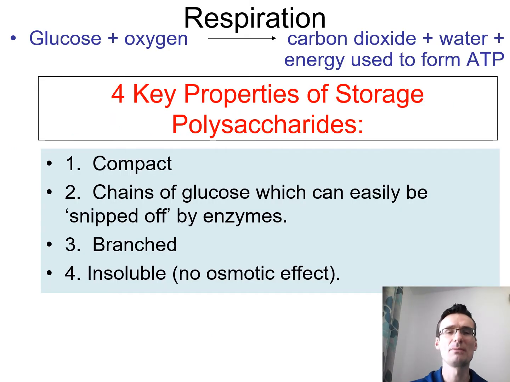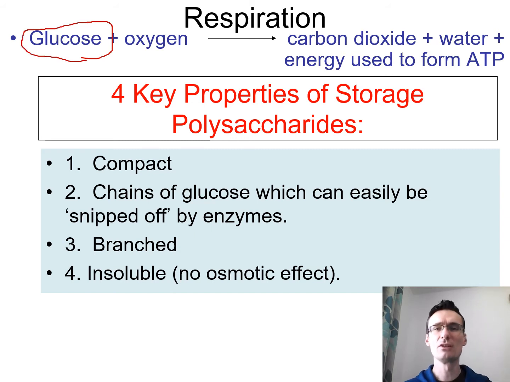So this is what I was about to say. These are the 4 key characteristics of storage polysaccharides. Starch and glycogen both have these characteristics. And if you think about it, when we do respiration, the glucose obviously needs to be used up. It's oxidized in respiration to produce energy in the form of ATP. That's absolutely critical when we get that glucose.